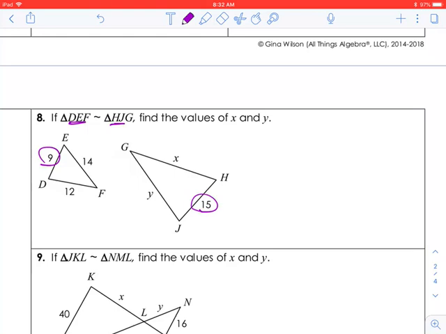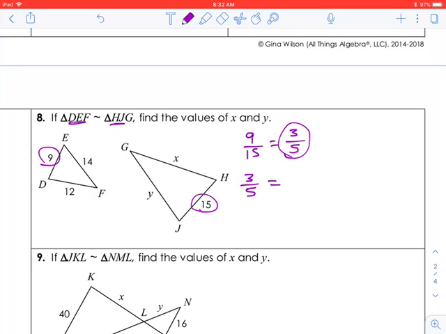So 15 and 9 go together. So I'm going to go 9 over 15. Well, 9 over 15 can reduce, so I can figure out my scale factor, 3 over 5. If that's the case, 3 over 5 should be the same ratio as all these others. So let's find x first.